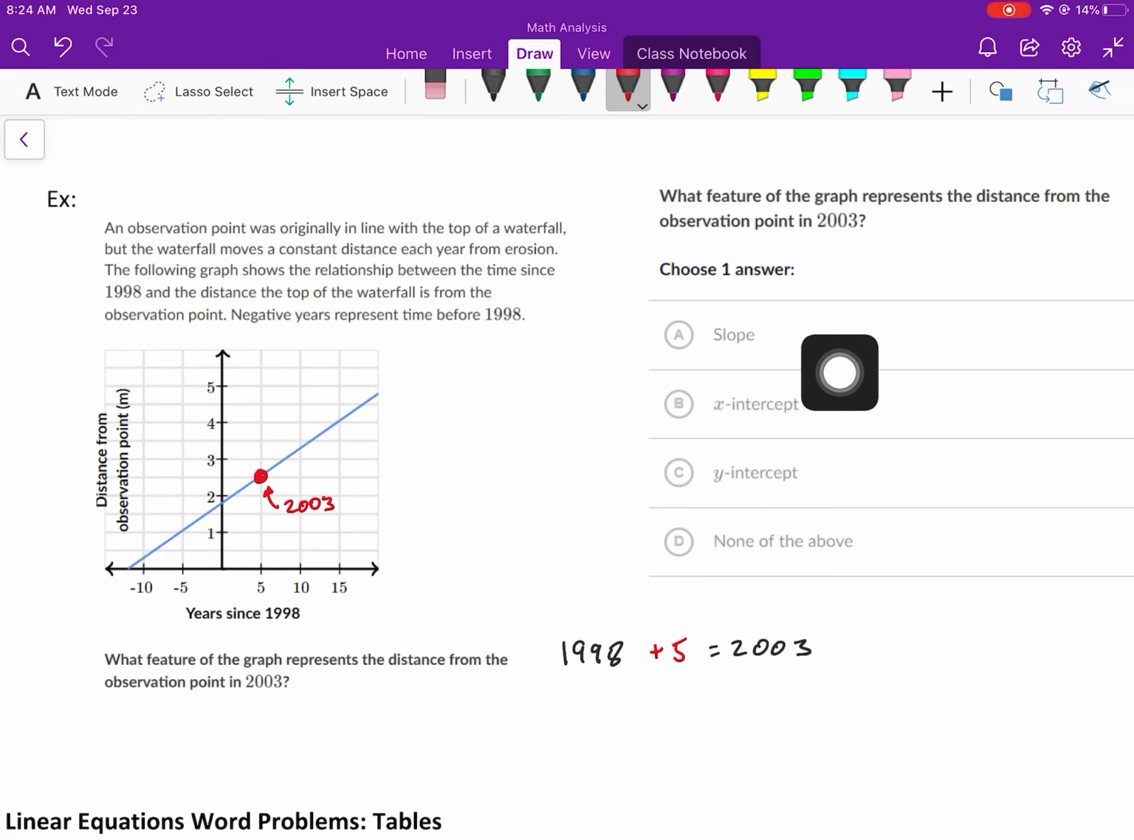So this point, this is just none of these. This isn't the slope, this isn't the x-intercept, this isn't the y-intercept. This is just some point. And we can use that point. It's still data for us, but just not one of those key features.